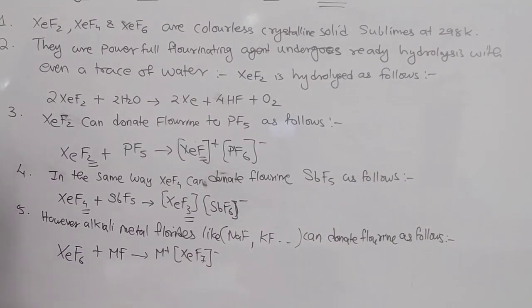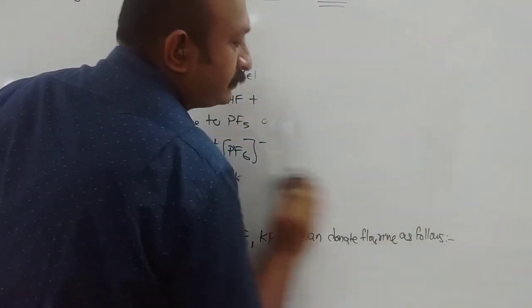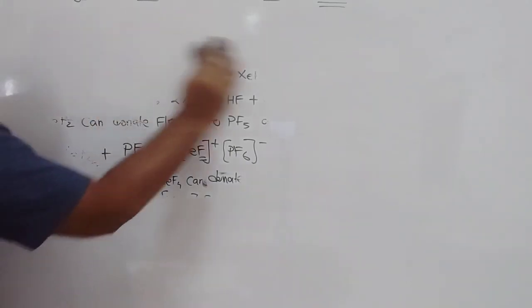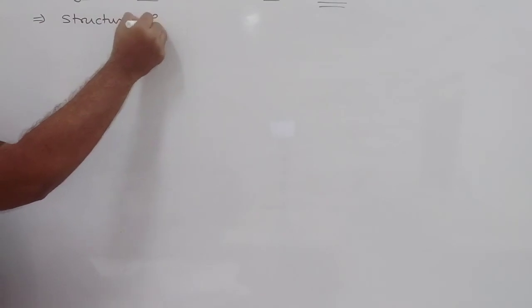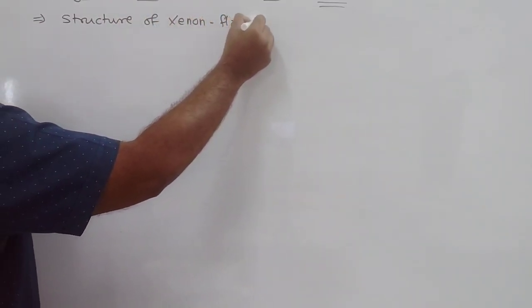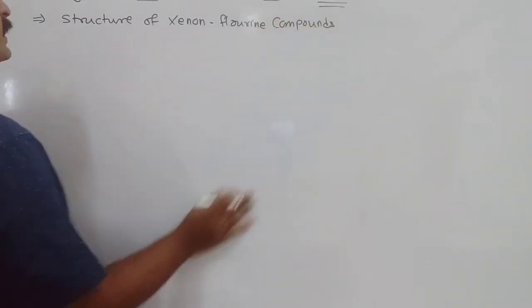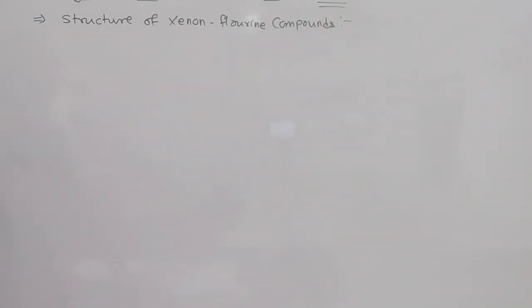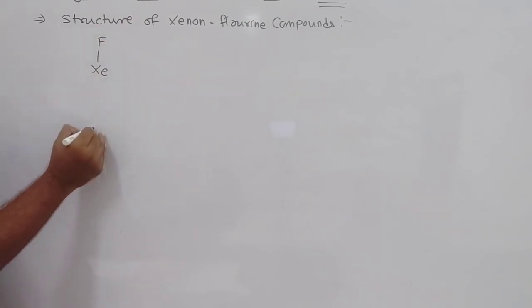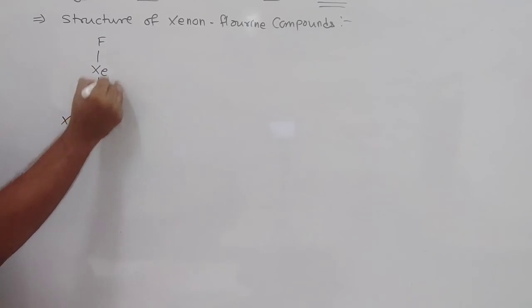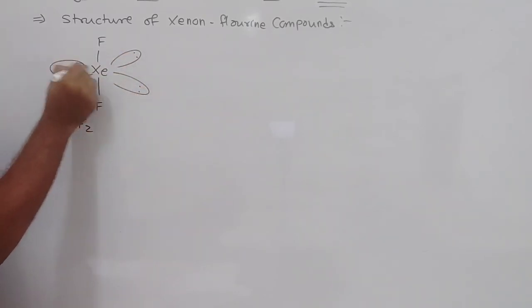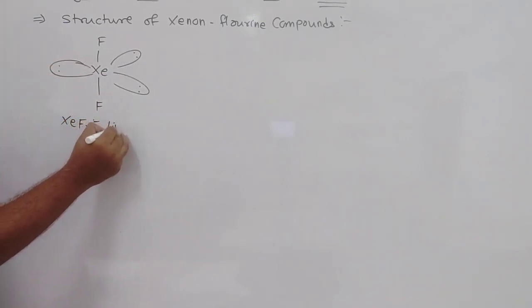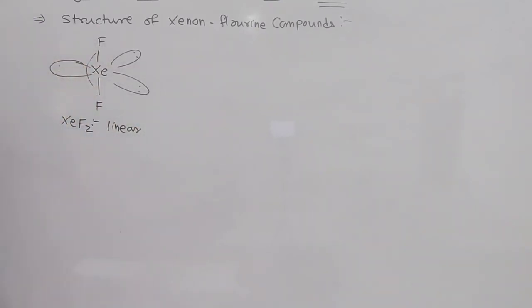So this was all about the physical properties of xenon fluorine compounds. Now we will talk about the structures. When we talk about the structures of xenon fluorine compounds, you can easily see the first one, that is XeF2. These are the lone pairs which are there on xenon. Now this structure is linear. Linear means 180 degree.